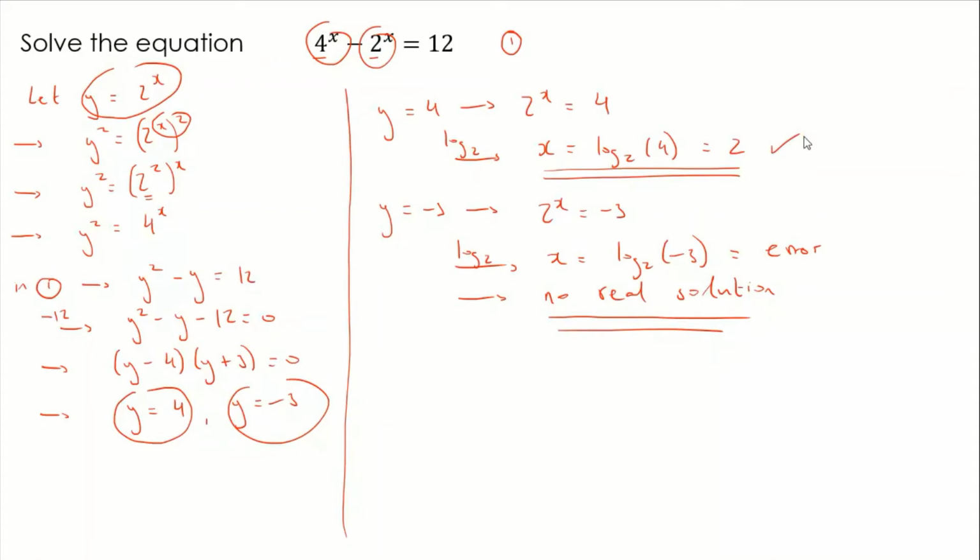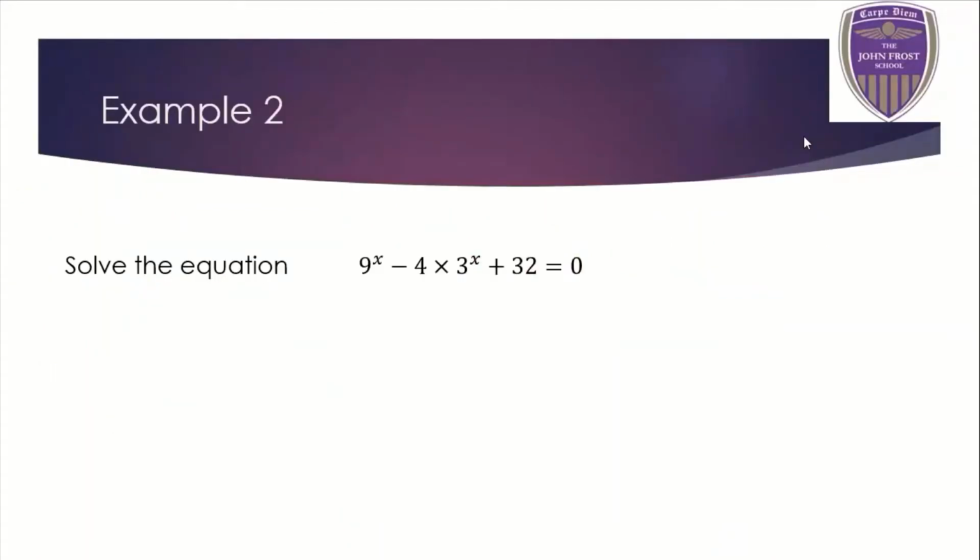So let's do another example. Put it here, all right, and then come back when you're ready.